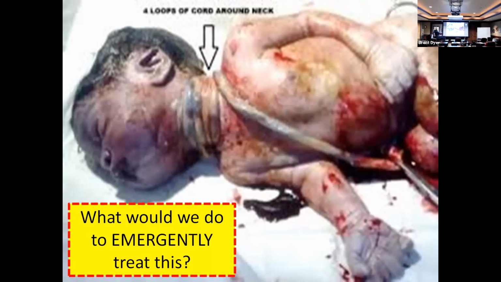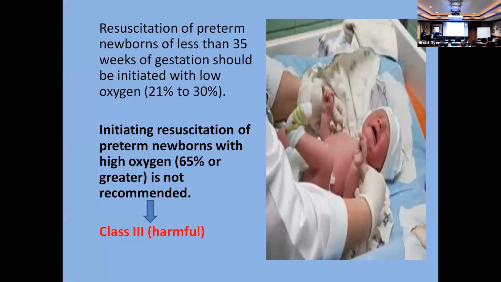Keep the clamps on, all right? Because you're not going to be able to get that off by trying to take one finger and slipping it around the head right there. So that is the emergency maneuver for that.